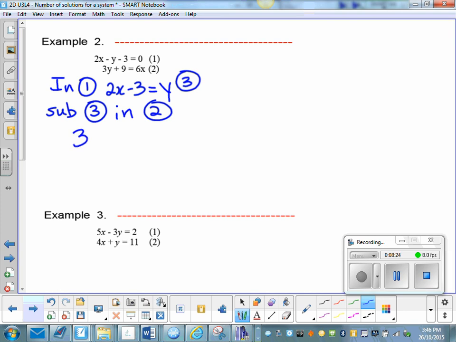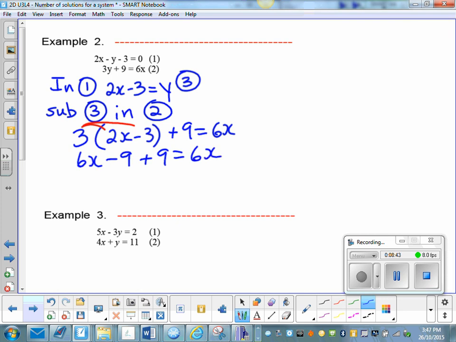So that's going to be 3 times 2x minus 3 plus 9 equals 6x. And remember, I have to distribute here. So it's going to be 6x minus 9 plus 9 equals 6x. And minus 9 plus 9 is 0. So I'm left with 6x equals 6x. And if I move the 6x over to be with the other 6x, it's going to be 6x minus 6x. I'm going to end up with 0 equals 0.